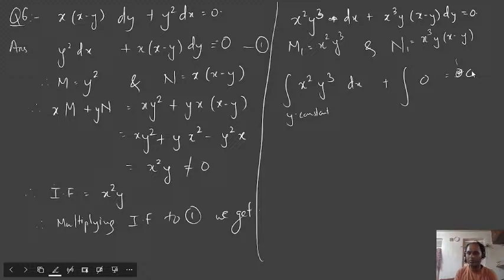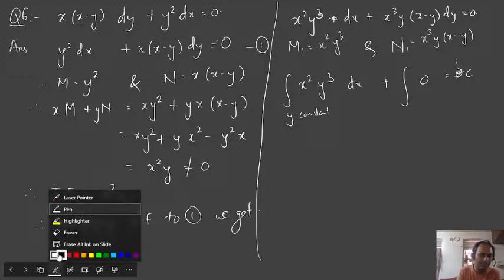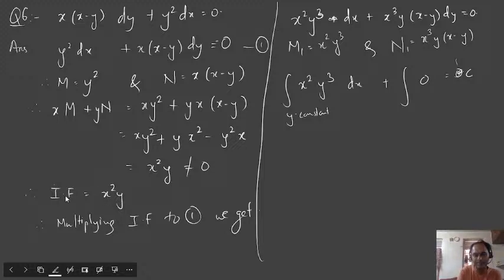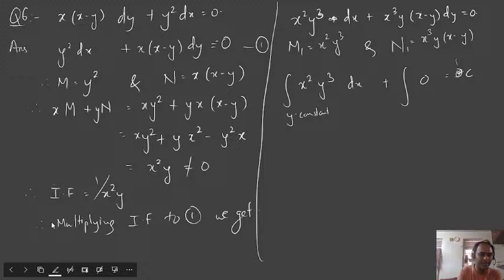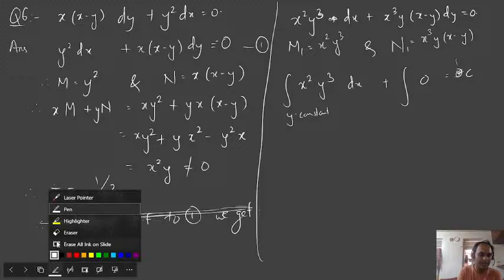And now what happens, I think I have made a mistake here. Your IF is not this. Wait, the IF is 1 upon, yeah, it is 1 over. That's why I was not getting the answer. I goofed up there. Just a minute, let's cancel this part. This is not the IF.